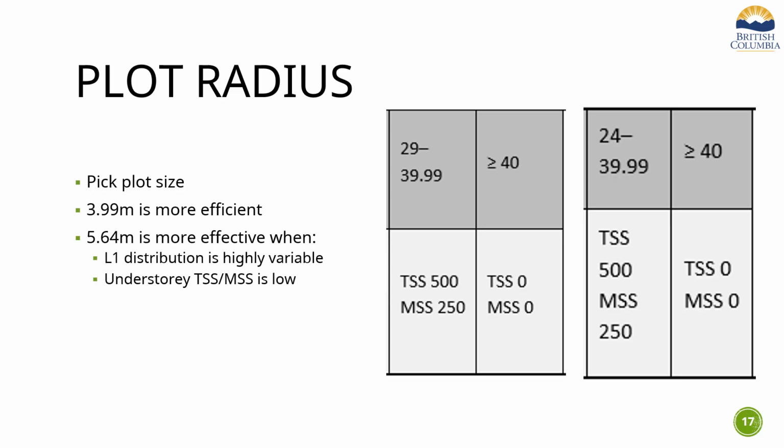You also would want to use a larger plot size if the layer 1 basal area is highly variable. Now, if these aren't the case, then by all means, use a 399. It's way faster, and this already is a slow survey.